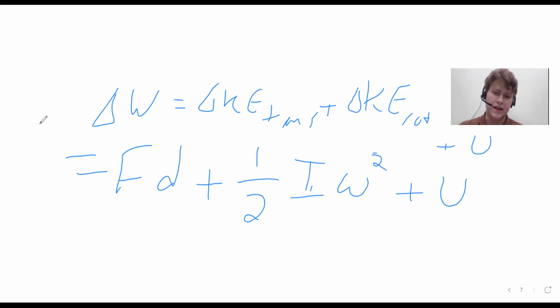Basically, our translational kinetic energy was 1/2 mv squared, where v was just the translational motion, whereas the rotational kinetic energy is expressed as a rotational analog of our translational kinetic energy. So you'd have 1/2 as usual times the inertia, which is kind of like a rotational mass, and then you multiply it by the angular velocity squared. That is the amount of angle that the system rotates in a certain time, squared.